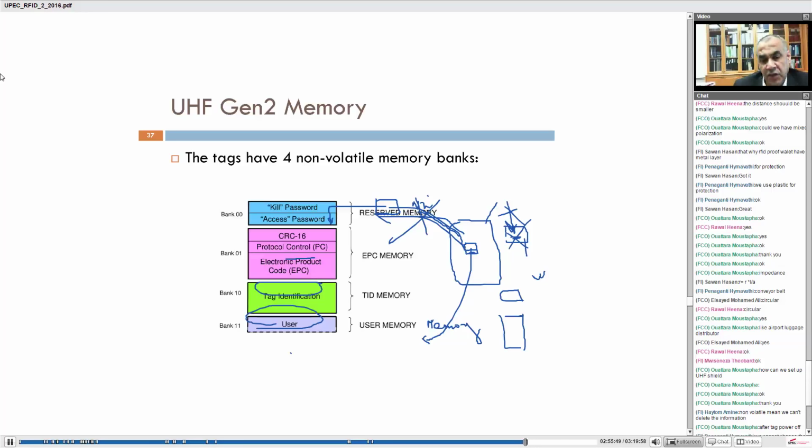The EPC code, the electronic product code. Remember, this is the EPC we saw earlier for identification and so on, and this is the 96 bits here for the EPC. The tag identification is related to the tag itself: date of manufacturing, name of the factory, the serial number of the tag, not of the product, but of the tag, and then the user memory.